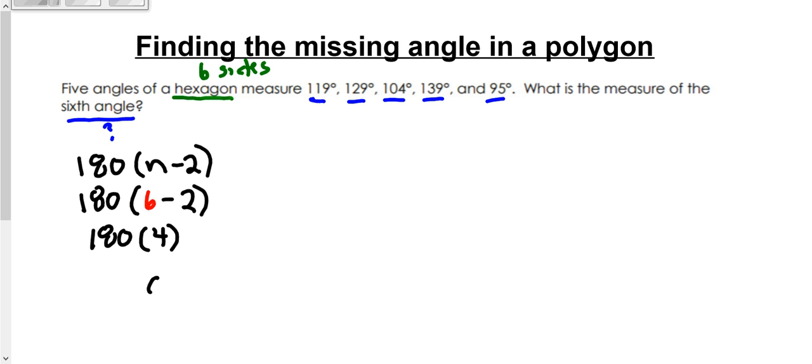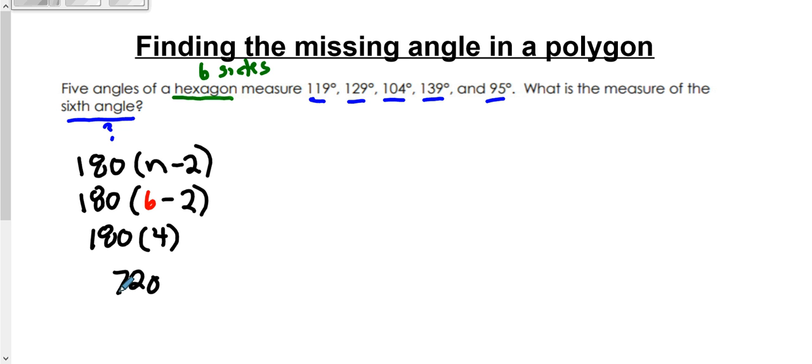So that is 0, 2, 3, 720. Okay, so that means we got 720 degrees for the total of the interior angles of this polygon.